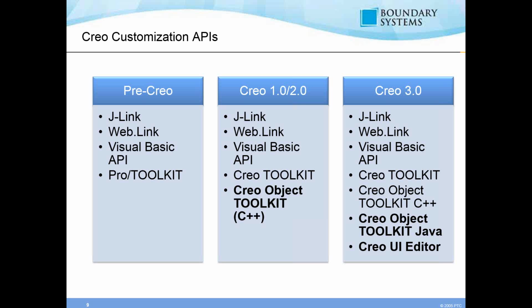With Creo 1.0, all of those existing APIs remained, although they did rename Pro Toolkit to Creo Parametric Toolkit. And they added one additional API, which is the Creo Object Toolkit, which was based on C++ as the language. It was not included in the name at that point because there was only one of them.